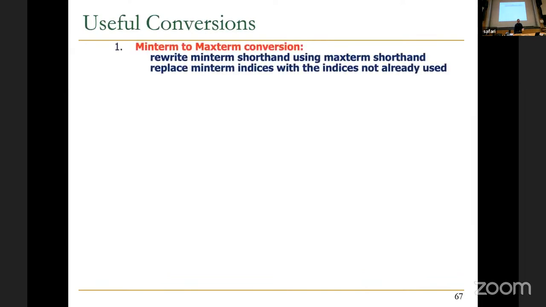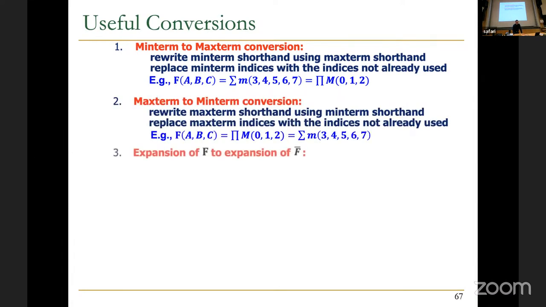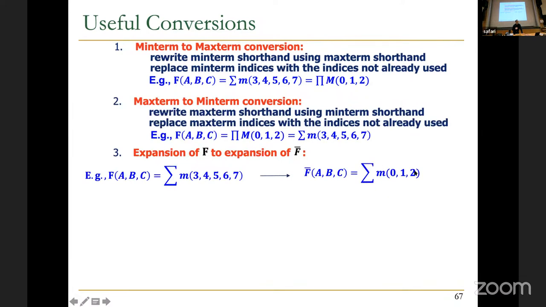There are a bunch of useful conversions, which I will leave on the slide mostly. Min term to max term conversion: the function we wrote earlier with min terms, sum of products, is the same as the function we wrote later with max terms. You use exactly opposite numbers for min terms versus max terms. Max term to min term also holds, obviously. If you want to take the complement of a function specified in terms of sum of products min terms, the complement is essentially the remaining min terms. If the function is true for min terms 3, 4, 5, 6, 7, the complement function is true if the remaining min terms are true. That's true for max terms as well. The max terms that are not included in the function should be included in the complement. Hopefully that's also obvious.